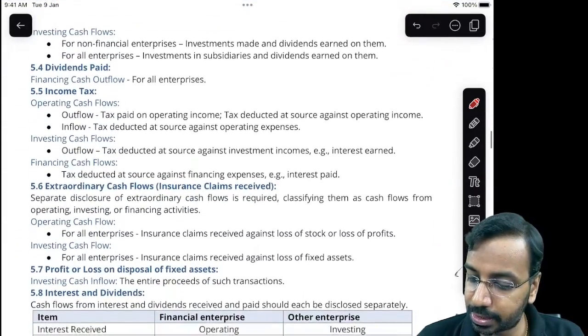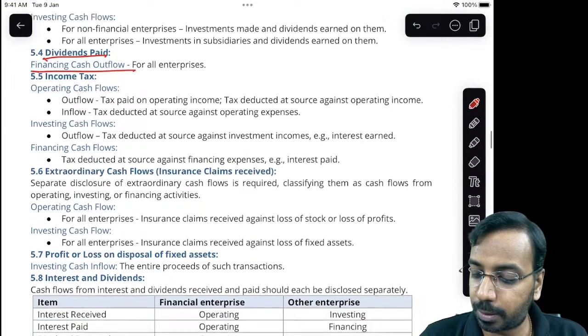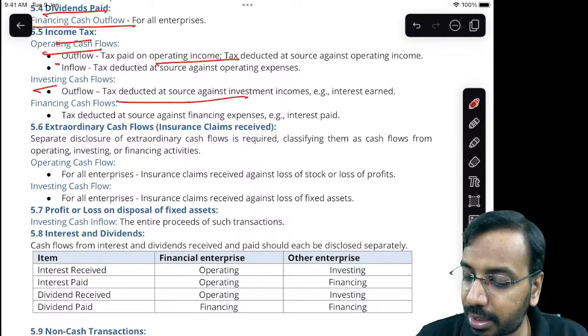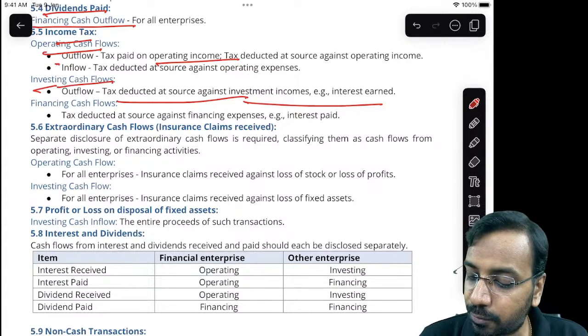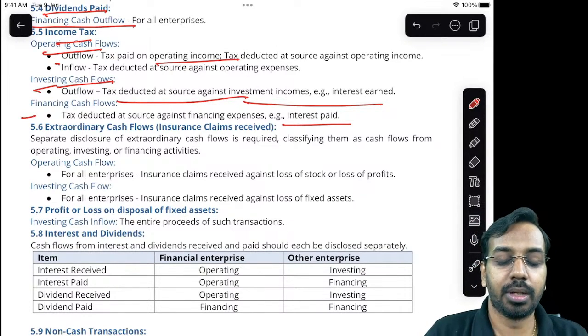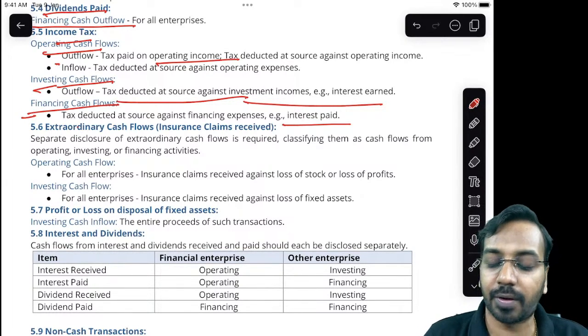Other things we have already discussed. Dividend tax, dividend paid, financing cash outflow for all enterprises. Income tax for operating income, operating cash flow. For investing, tax deducted at source for investment income, investing cash flow. And if it is interest paid and TDS deducted as a part of your interest paid, that comes as a part of financing cash flow.